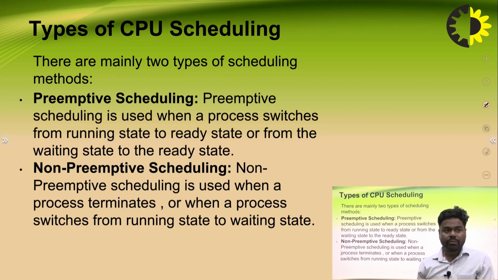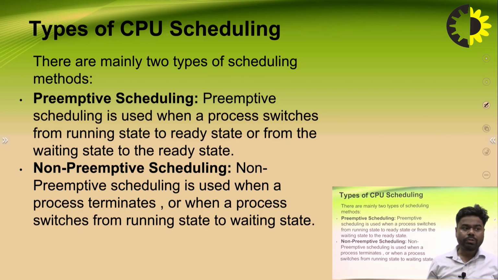Non-preemptive scheduling is used when a process terminates or when a process switches from running state to waiting state. It means in non-preemptive, the process switches from running state to waiting state.